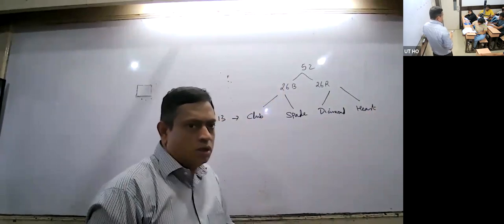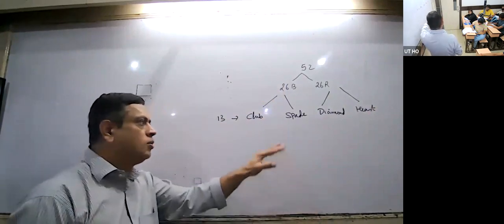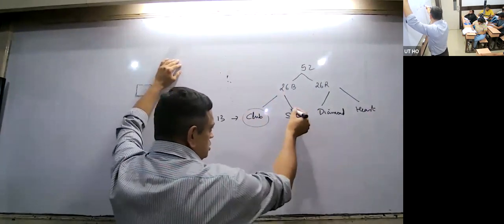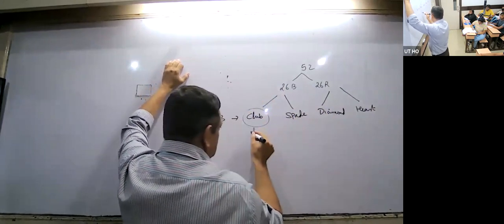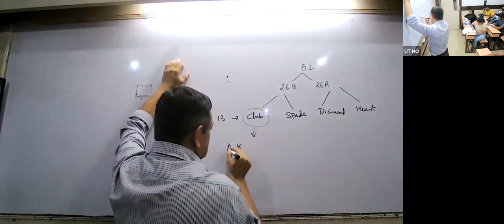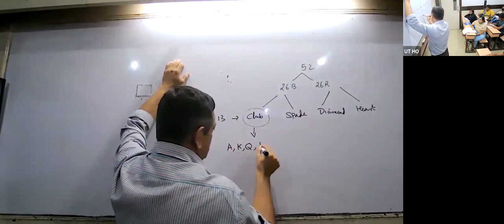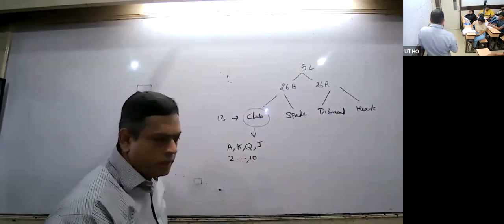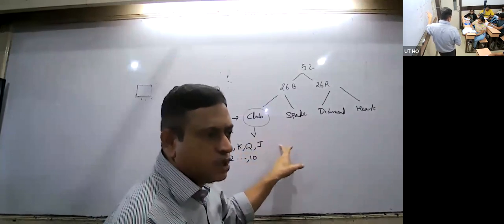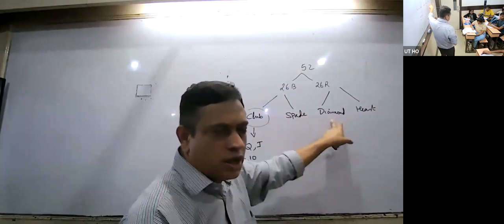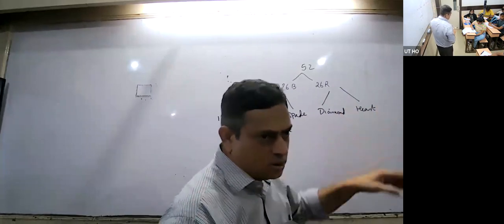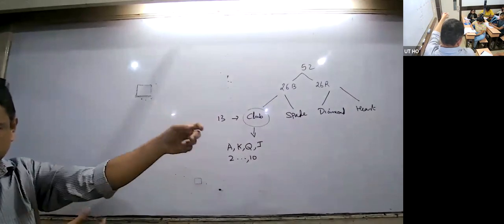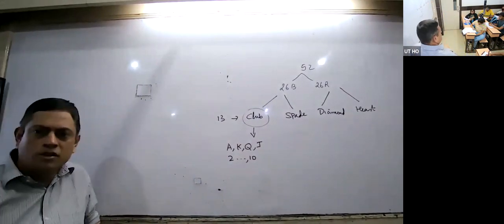Understood this also? Yes. Now if you take one suit, how many cards does it contain? 13. These 13 are ace, king, queen, jack, and numbers from 2 to 10. Same way here also: ace, king, queen, jack, numbers from 2 to 10. There is no one. Okay, understood. These are 52 cards.